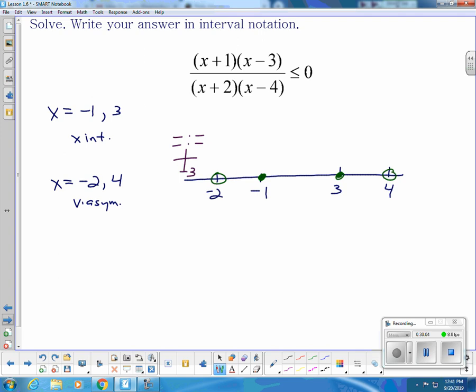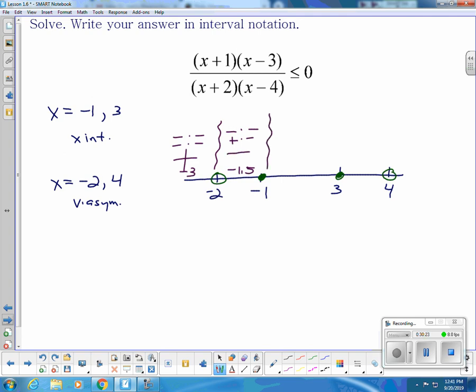Between -2 and -1 is, let's say, -1.5. I'm going to kind of draw a little squiggly here. And negative or positive 1 is a negative. Negative. This is going to be positive. This is going to be negative. 3 negatives makes a negative.